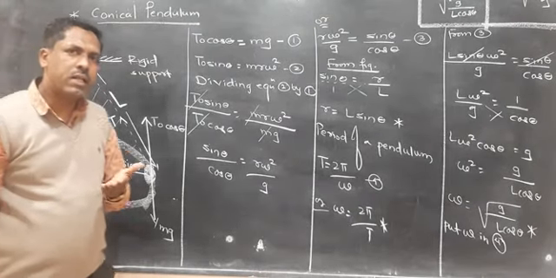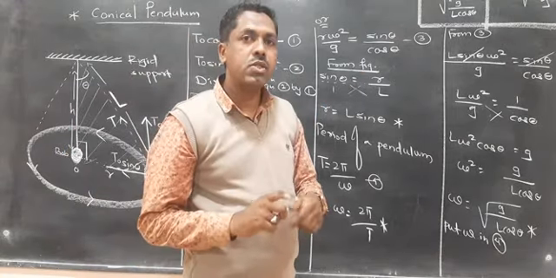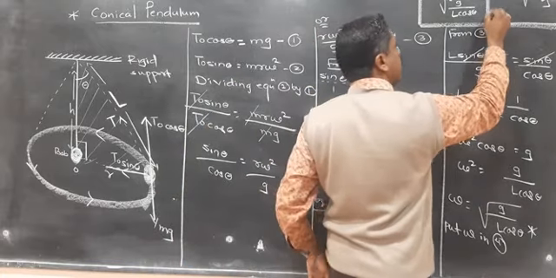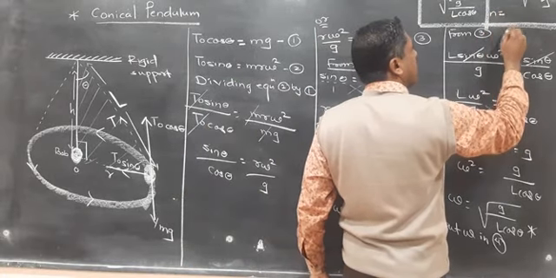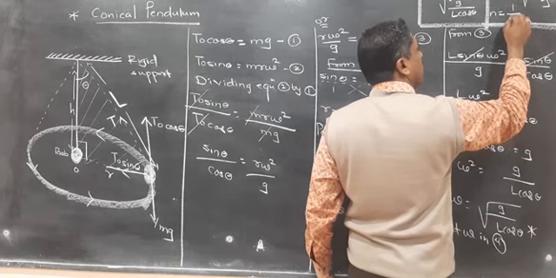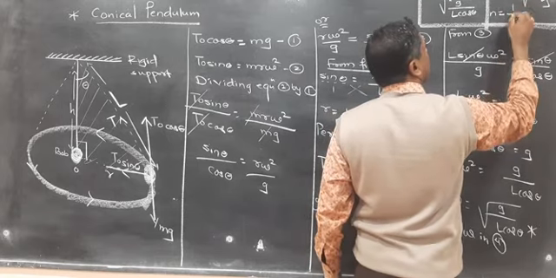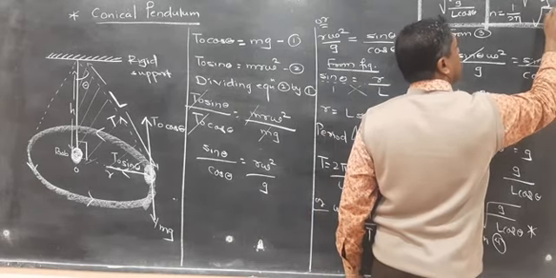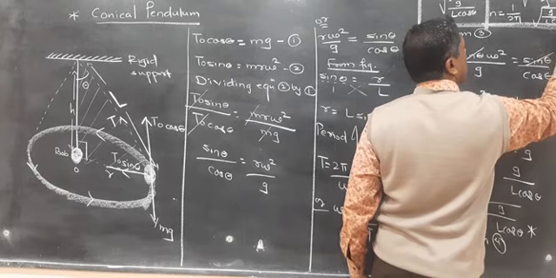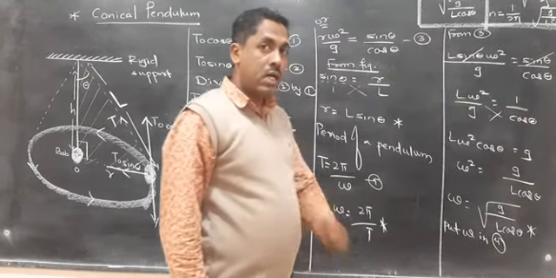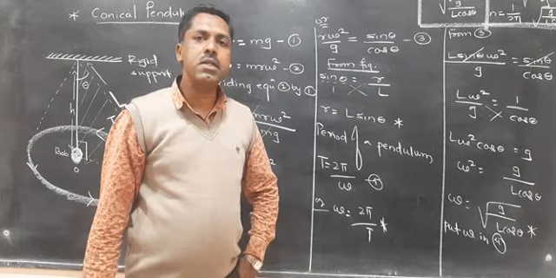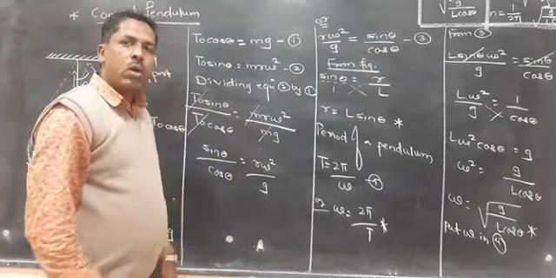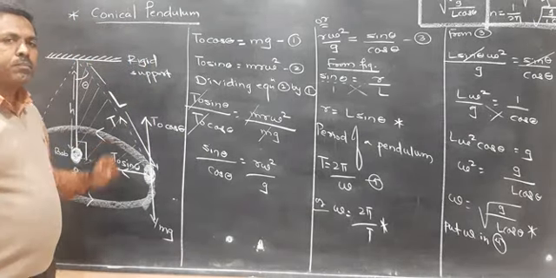It is said that the period is the reciprocal of frequency. So it can also be written that frequency n is equal to 1 upon 2 pi under root g upon L cos theta. This is another important formula for the frequency of a conical pendulum. So what do you understand by conical pendulum?